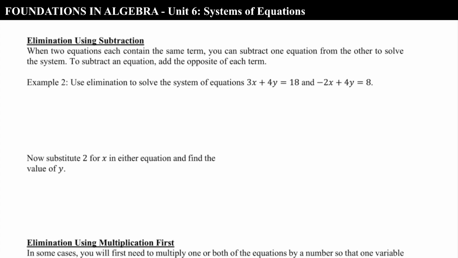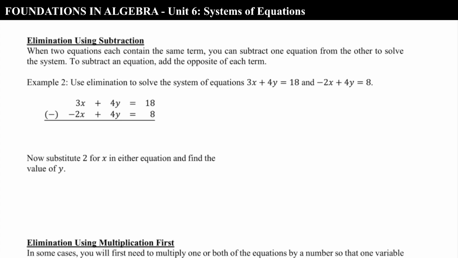Now when two equations each contain the same term, you can subtract one equation from the other to solve the system. To subtract an equation, you will be adding the opposite of each term. So let's stack these two equations in example 2, just like we did before. And to get the 4y's to cancel or to eliminate, we will subtract them because 4y minus 4y gives us 0.